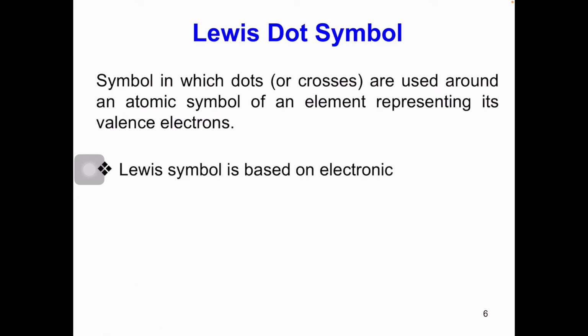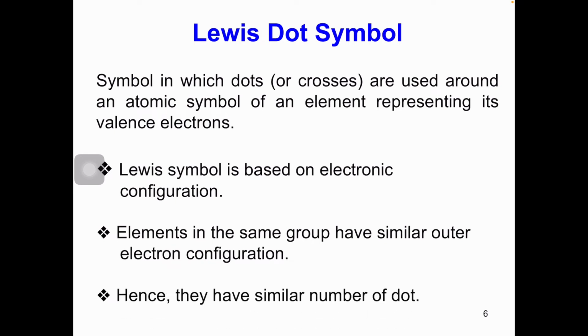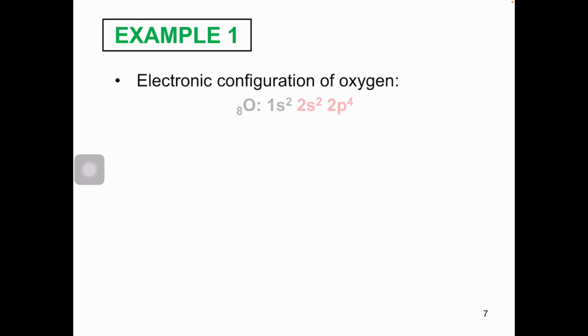Is actually dot ataupun kita represent it by cross that is used around the atom, okay, untuk representing its valence electron. Okay, so let's see the example Lewis dot symbol. If let's say you have the electronic configuration for oxygen, so in your notes, please highlight on 3s2 and 2p4, which is the valence electron for oxygen.